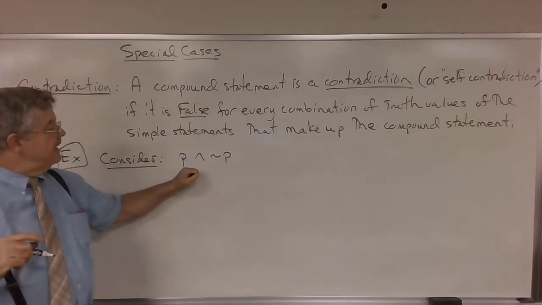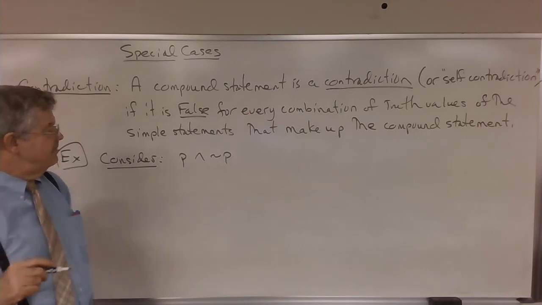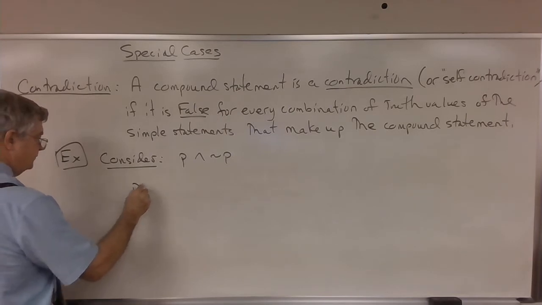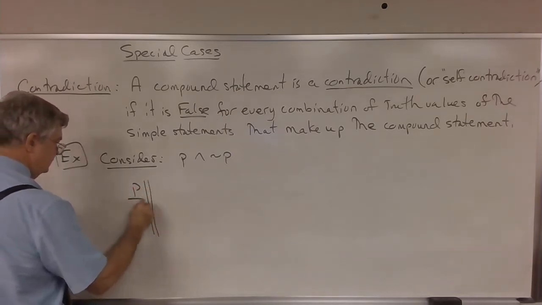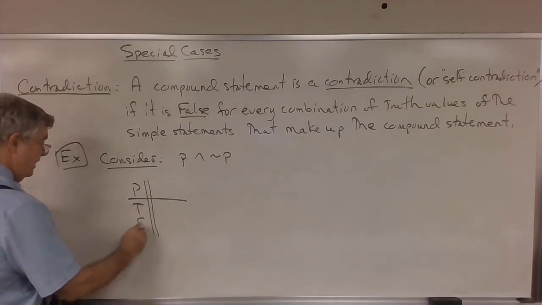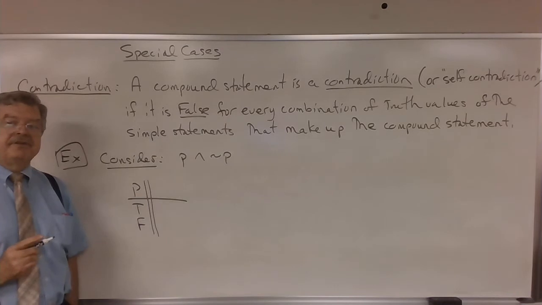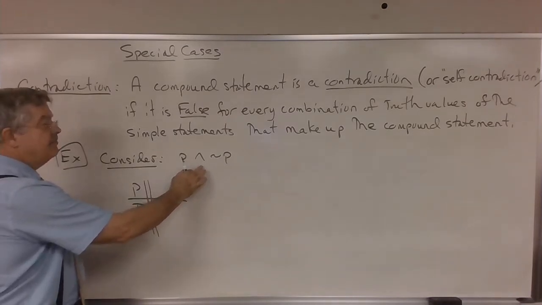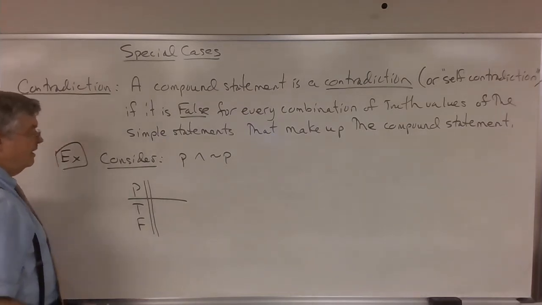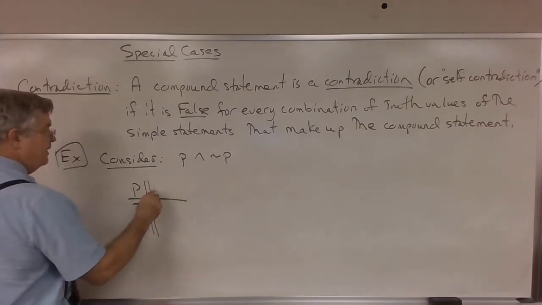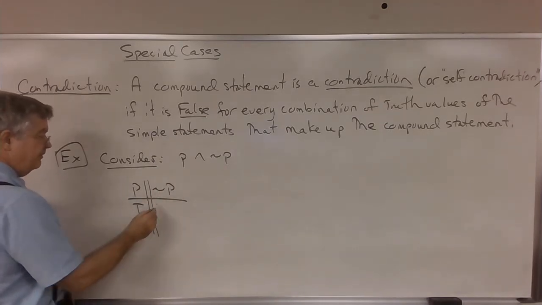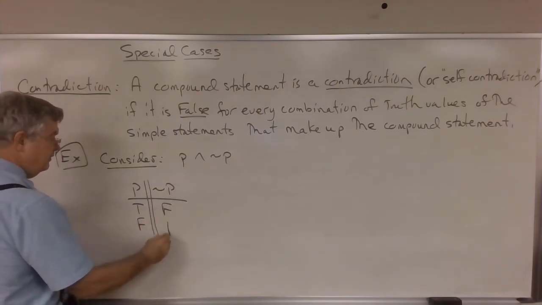Made up of the simple statement P and not P. Let's do the truth table for this. P can either be true or false, and since P is the only simple statement that makes up this compound statement, we only have two truth values. Now we also need the truth values for not P, or the negation of P. The negation sign changes true to false and false to true.